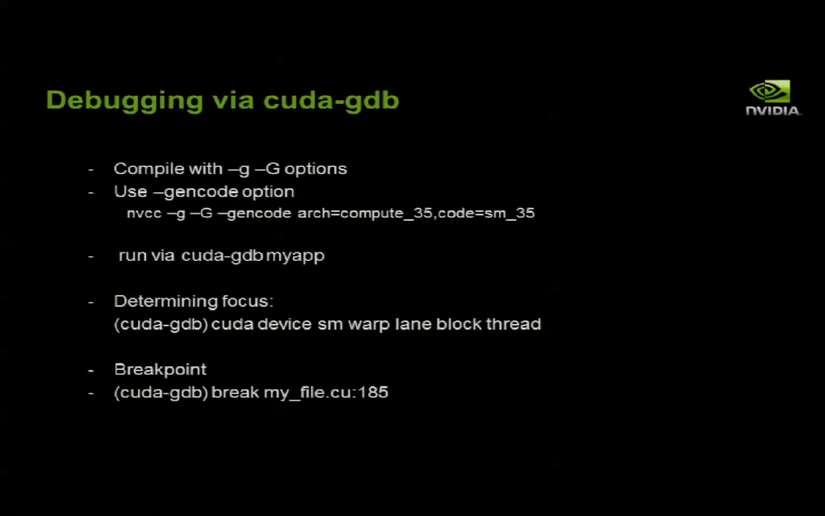Now there's CUDA-GDB. I'm personally not a GDB user, so I'm probably not in a great position to go into many details here. But basically the way that you do it is you have to instrument your code first. Well, you have to compile it with debug symbols turned on, and you have to turn the debug symbols on for both the host and the GPU code.